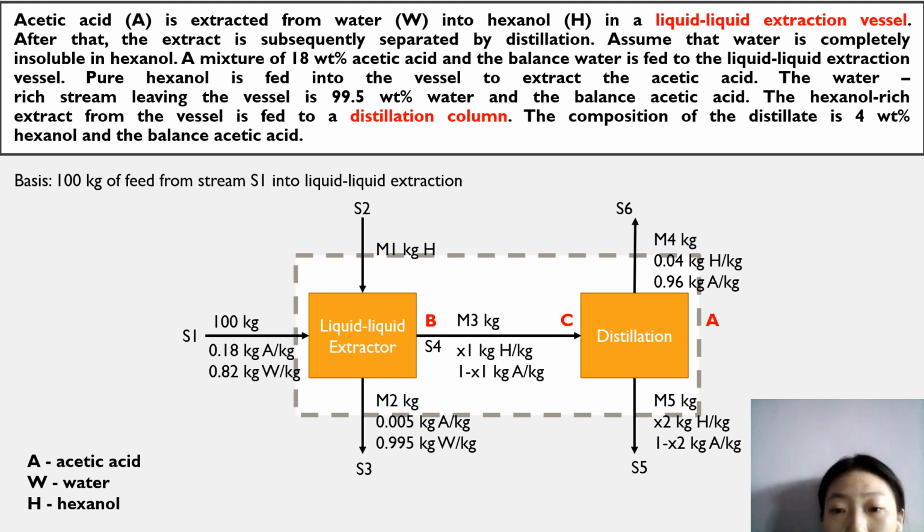There are 3 boundaries in this process, which are A, B, and C. A is for the overall system, while B and C are for the liquid-liquid extractor and the distillation respectively. The legend is labeled here, where A is acetic acid, W is water, and H is hexanol.